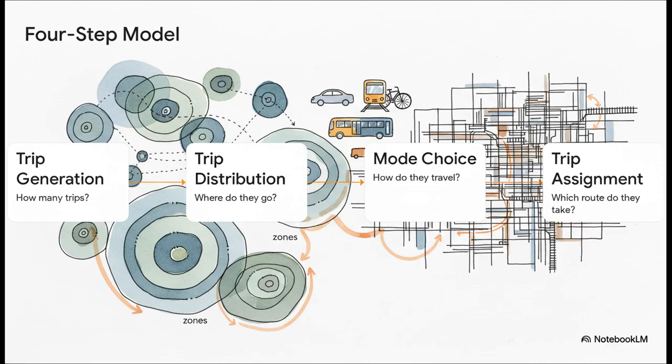Step 3, mode choice, predicts how people travel. Are they taking a car, the bus, maybe a bike? And finally, trip assignment puts those cars and buses onto the actual roads. But here's the kicker. None of this, not a single step, can happen without the two things we're focusing on today. The zones where the trips start and the networks they travel on. They are the stage for the whole show.